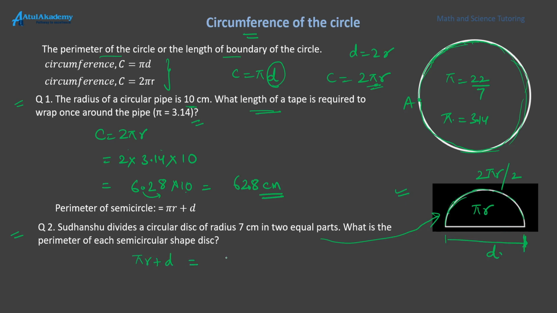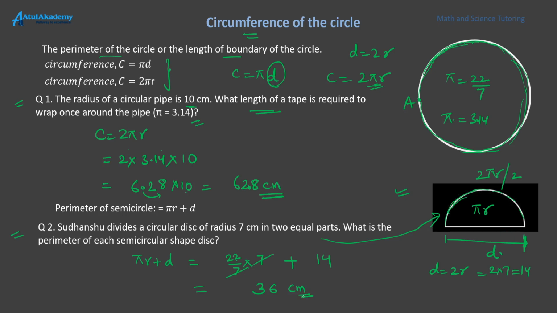So calculate pi r. Pi I will take as 22 by 7 because radius is 7. So diameter will be what? Diameter will be 2r, which is 2 into 7, 14, plus 14. Cancel, cancel. So how much is 22 plus 14? 2 plus 4, 6, 2 plus 1, 3, 36 centimeter.